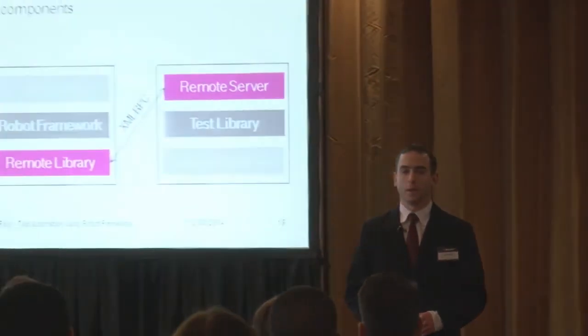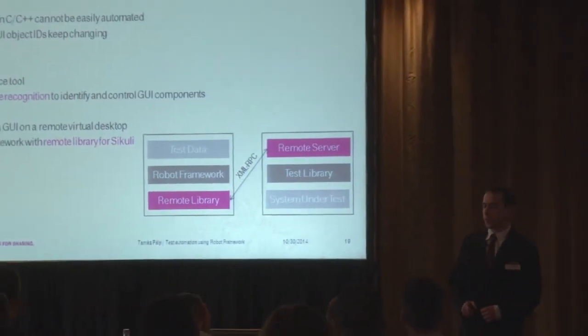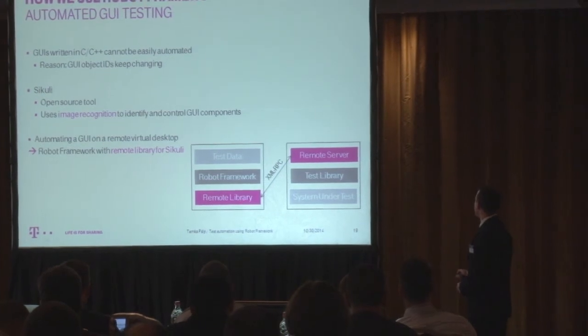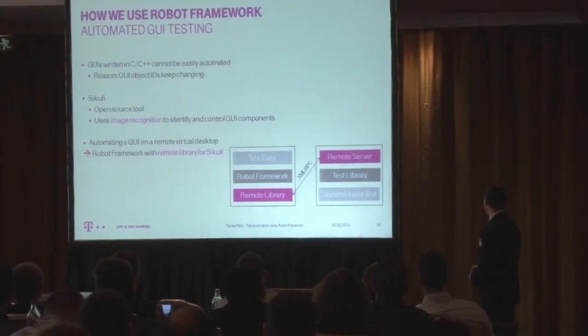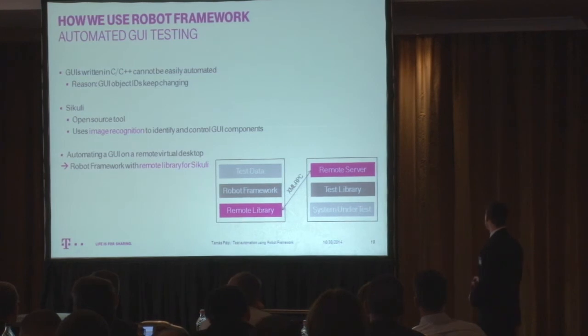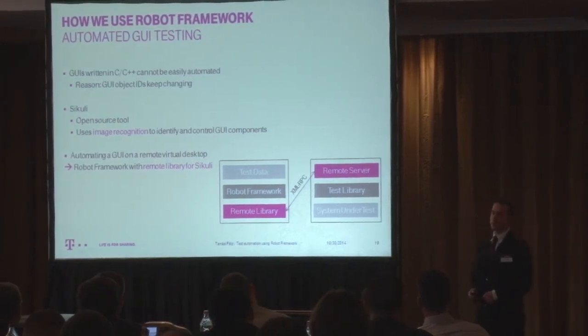We had another challenge. The GUI that we wanted to test was running on a remote Windows virtual desktop, actually. So we had to use the so-called remote libraries for Robot Framework. We had to implement a test library for Sikuli in Java, as this is a Java application with a good API. How this remote library actually works can be seen on the slide right now. So a remote library is actually a proxy between Robot Framework and the test library running elsewhere. The communication between the remote library and the remote server takes place through XML RPC.